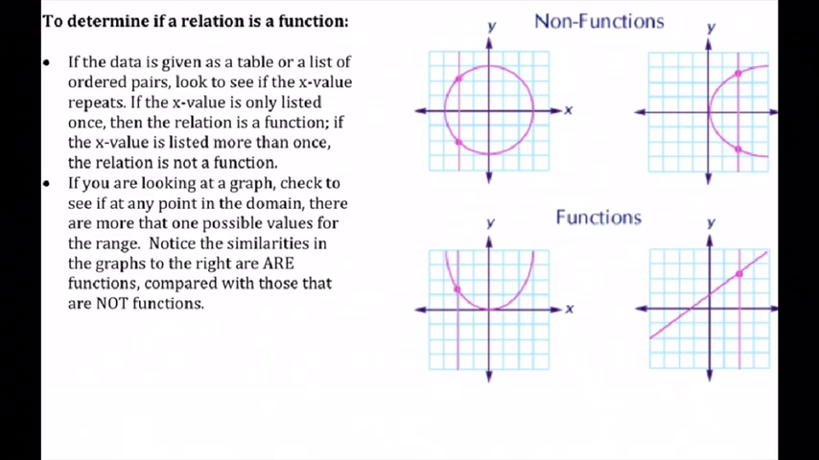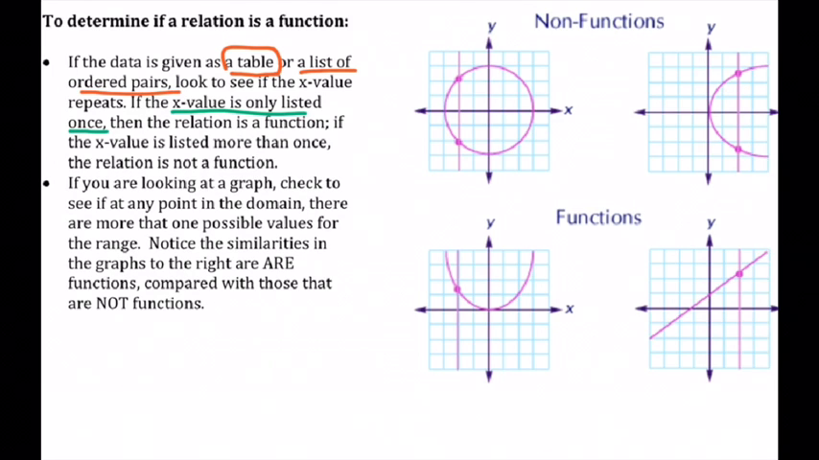So the first one, it says if the data is given as a table or a list of ordered pairs. And that's not what I'm seeing right here on the paper, but we'll get to that in a minute. So if you have a table or a list of ordered pairs, the main thing you need to look at is if the x value is only listed once, then it's a function. If the x value is repeated or listed more than once, then it's not a function. So we'll see some examples of that in just a second, but it has to do with how many times the x value is listed in the table or in the list of ordered pairs.